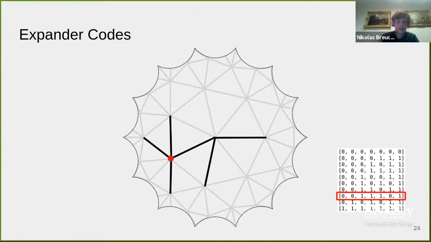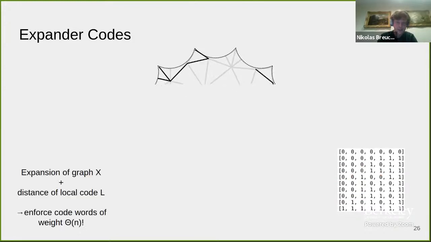So I can try to fix this. I can try to build up a code word by doing this iteratively. You can think of this as some sort of Sudoku. I will try to satisfy the checks locally by just building up larger and larger code words. And you can see that due to the expansion of the graph and the distance of the code, they force me to put in more and more thick edges into this picture.